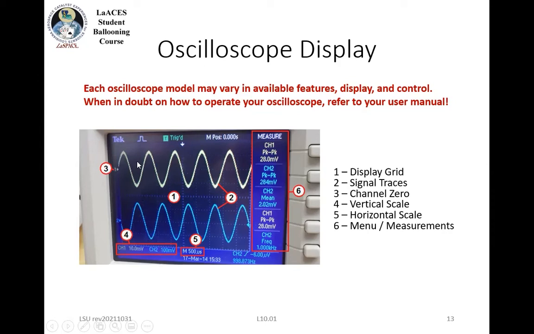So even though these look like the amplitude is the same, channel 2 is actually twice as big of a signal because the scale is twice as big, and they match here. And then I also have the horizontal scale. So each horizontal segment in this case is 500 milliseconds.